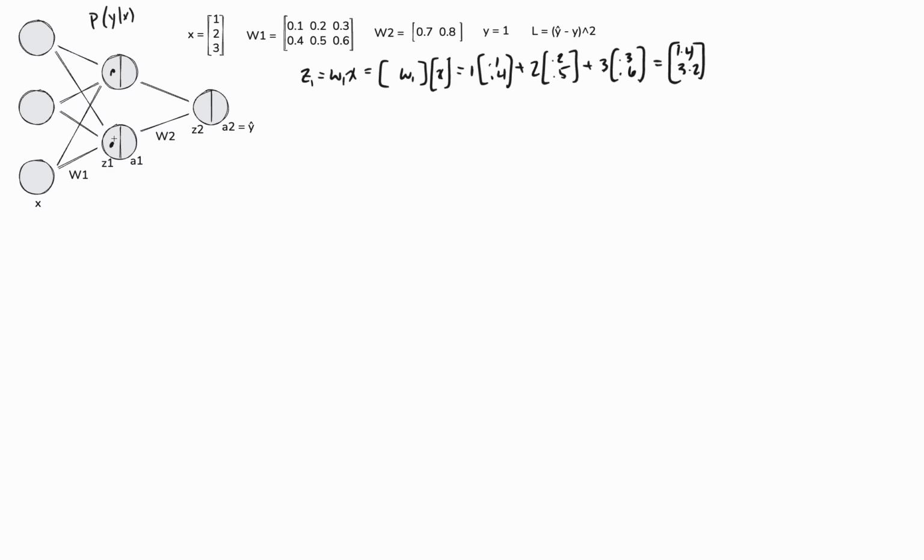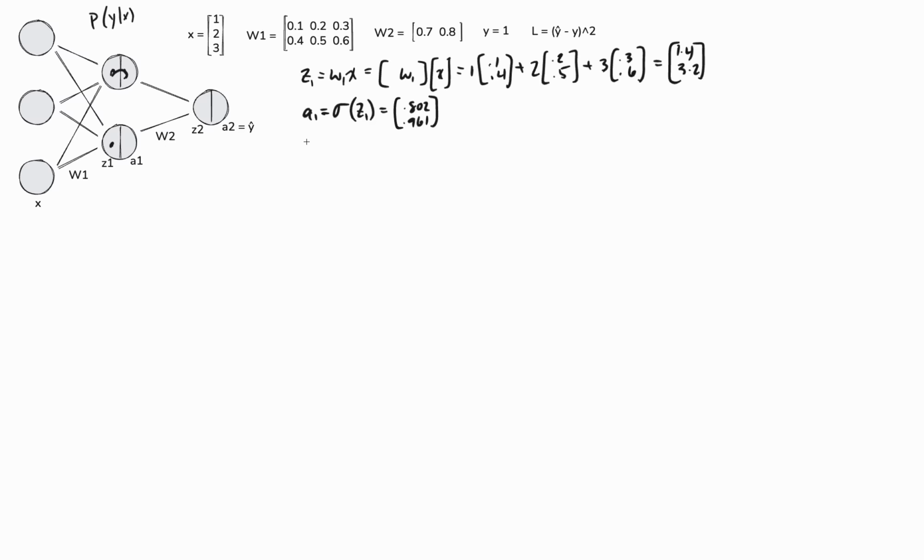Okay, now to move from Z1, which we have these two values, over to A1, we're going to apply our nonlinearity. So A1, sigmoid, sorry, applied to Z1. So we apply the sigmoid function element-wise to Z1. So of course we get the same shape vector back, 0.802, 0.961. Okay, that's our A1.